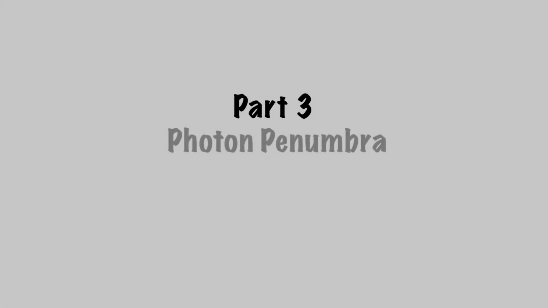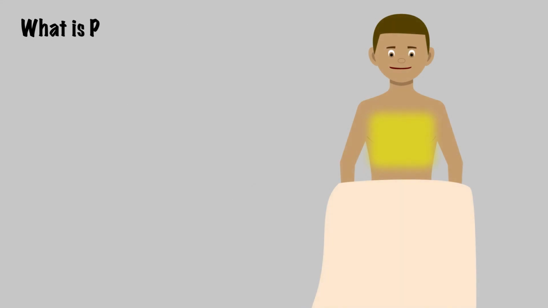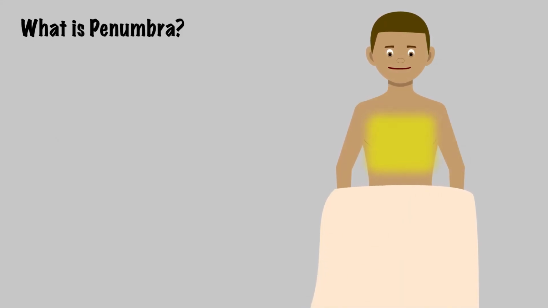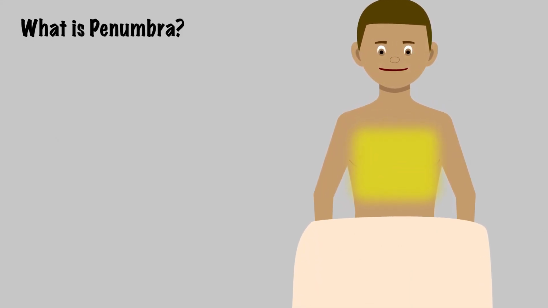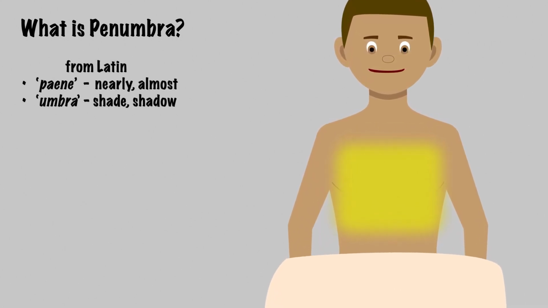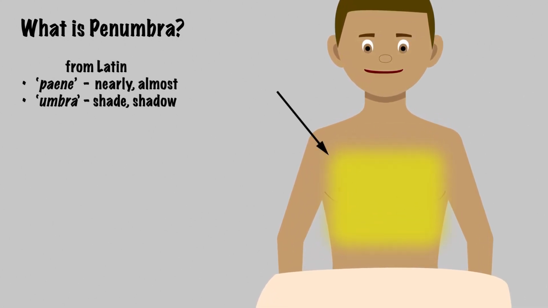In this video, we're going to be talking about penumbra in photon beams. First, what is penumbra? Penumbra means almost shadow, so in other words, the blurred edges of the photon field that are almost but not completely blocked. There are three types which combine to create the penumbra we see in our photon treatment fields.